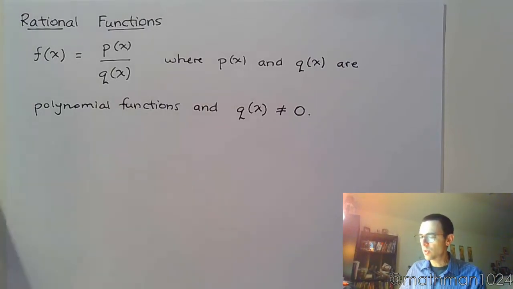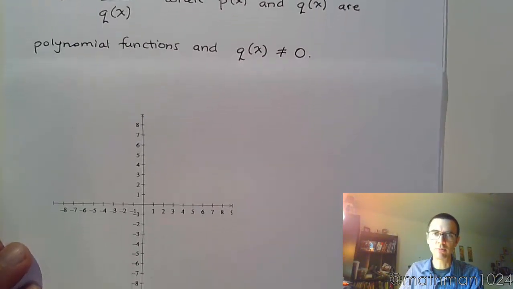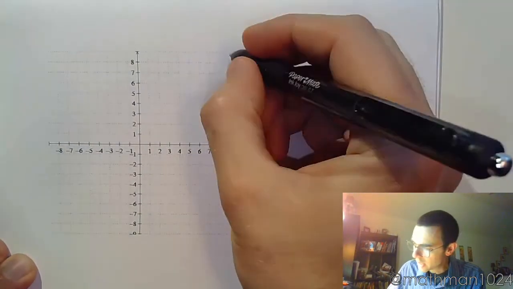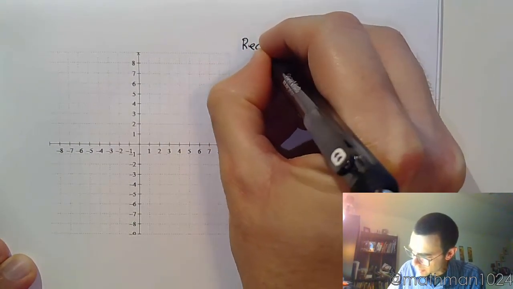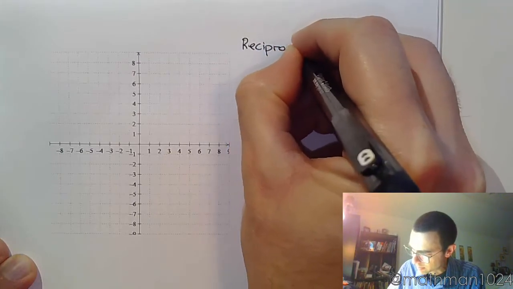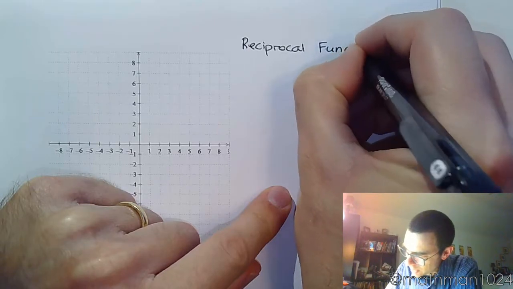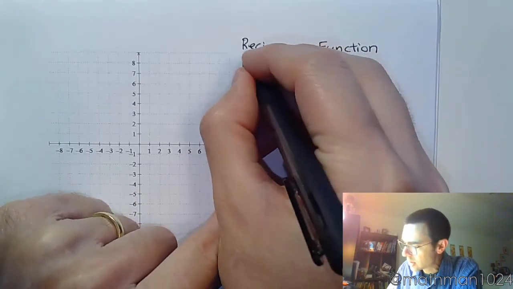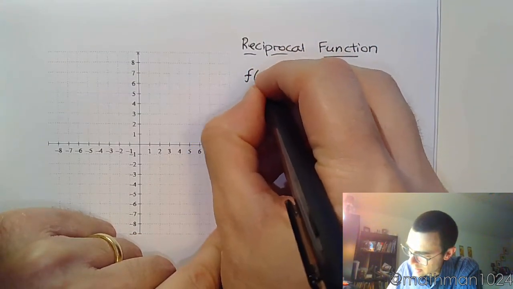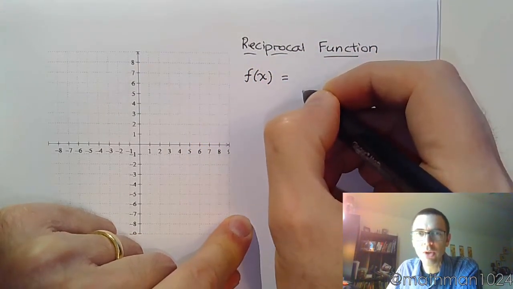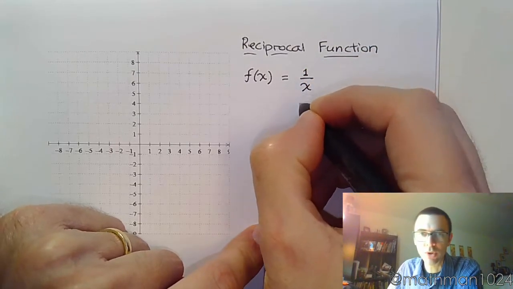The first one is what we call your reciprocal function. Let's talk about its basic shape, and then we'll talk about the other function. Your reciprocal function does exactly what the name suggests. Whatever you plug into the function, you get the reciprocal. And it looks like this. It looks like 1 over x.